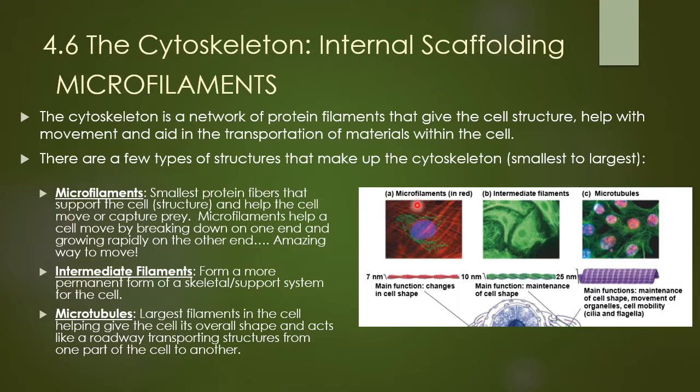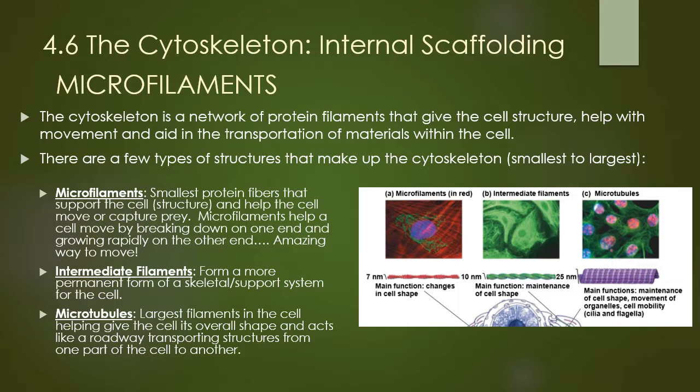So, these are microfilaments, which are the smallest, intermediate filaments, which are, you could probably guess, intermediate or medium in size, and microtubules, which are the largest type of filament within the cytoskeleton. So let's go over first. Microfilaments are the smallest protein fibers that support the cell or give it structure, and they help move and capture prey. So microfilaments help a cell move.